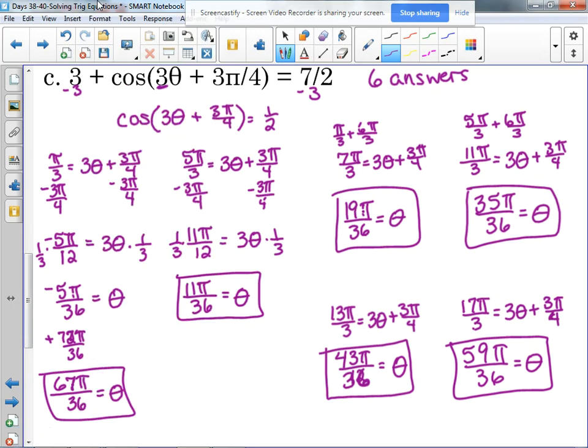Now, if you set them up right, you really shouldn't have to worry about this, but you do want to make sure that all of these are less than 2 pi. So 2 pi was 72 over 36. None of those exceed 72, so we're good. All our answers are between 0 and 2 pi. Okay, any questions?